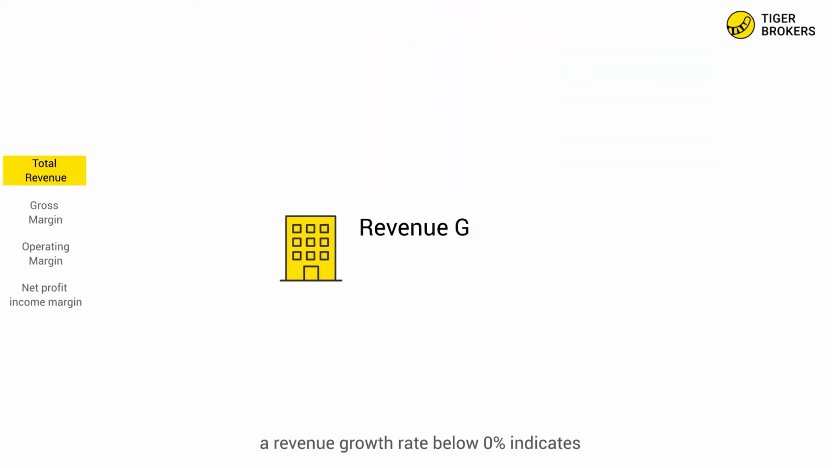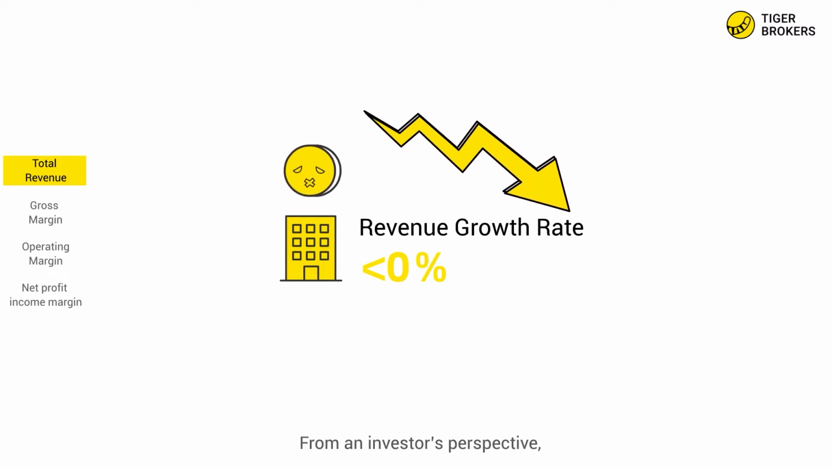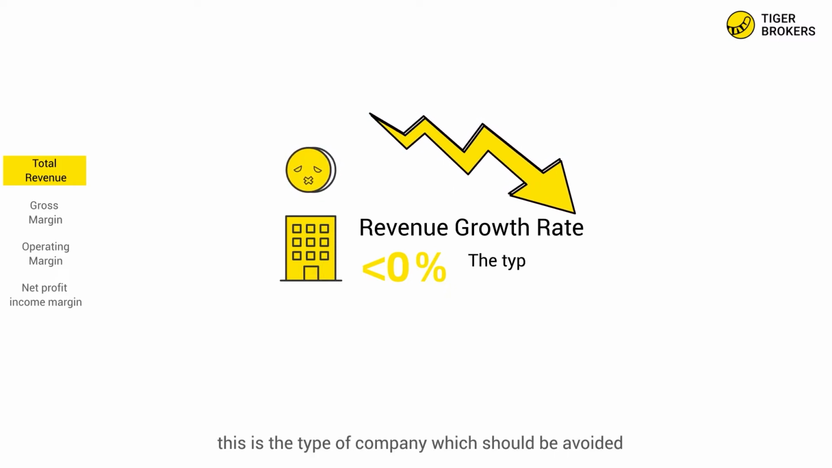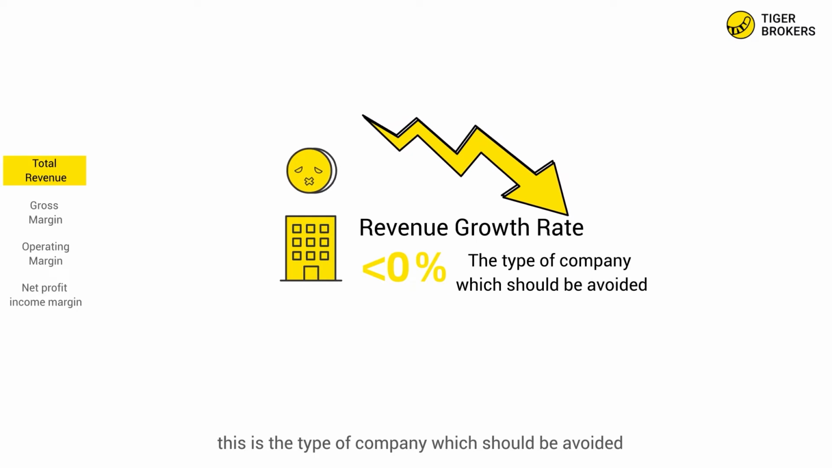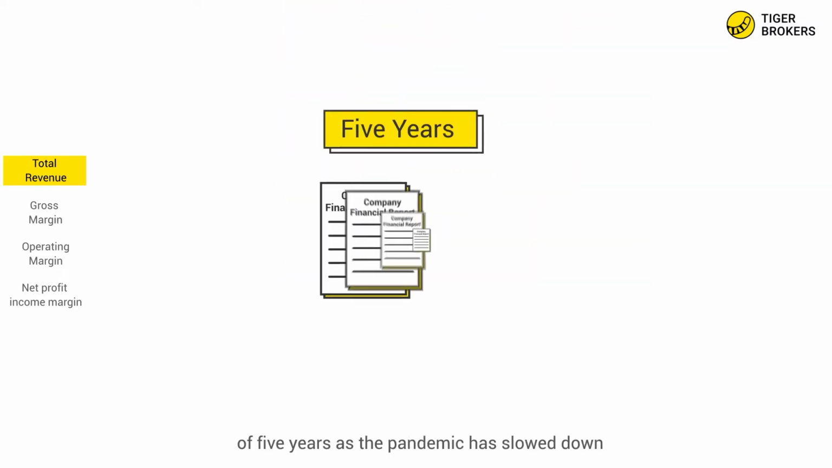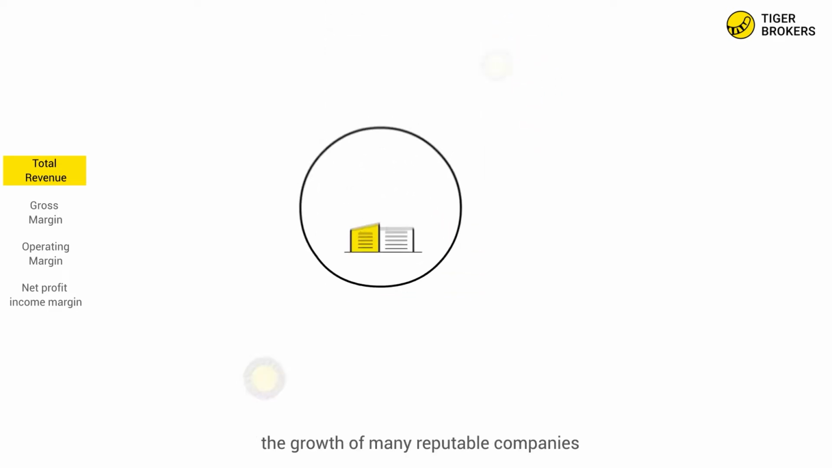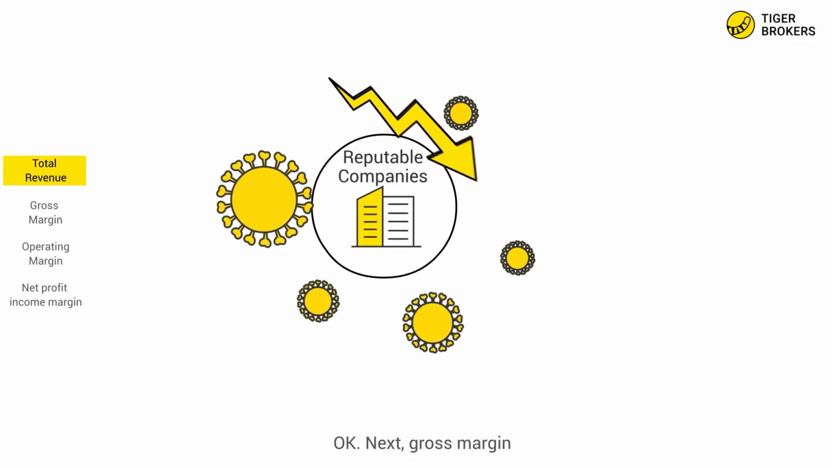What's more, a revenue growth rate below 0% indicates that a company is in decline. From an investor's perspective, this is the type of company which should be avoided. Moreover, you should evaluate this metric over a minimum of 5 years, as the pandemic has slowed down the growth of many reputable companies. Okay, next, gross margin.